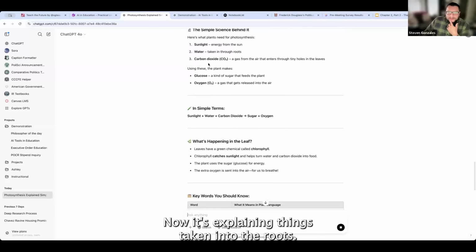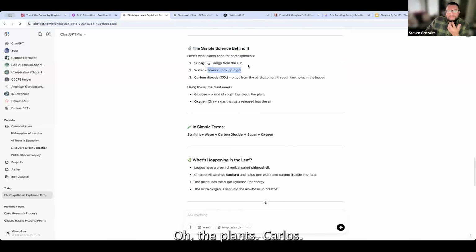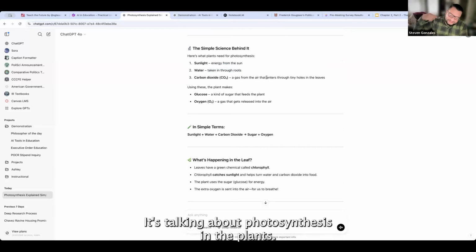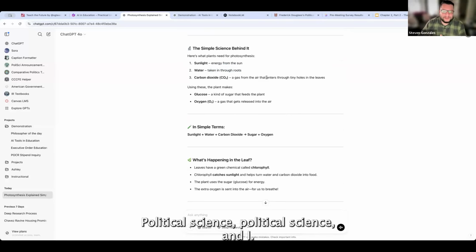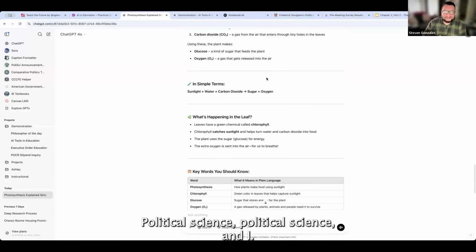All right, now it's explaining things taken in through the roots. Oh, the plants. Carlos, you're absolutely right. Thank you so much. It's talking about photosynthesis in the plants. Of course. See, I don't teach this. I should have just focused on what I know, political science and AI. That's all I'm good for.